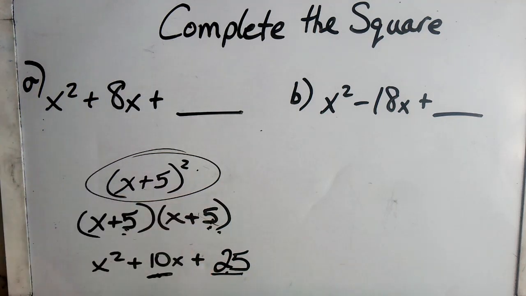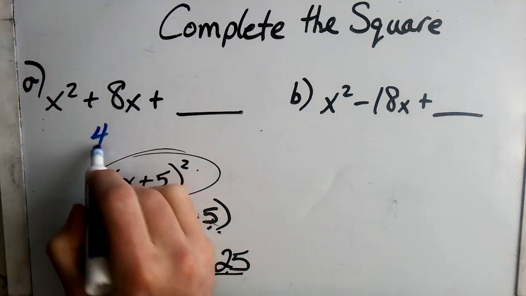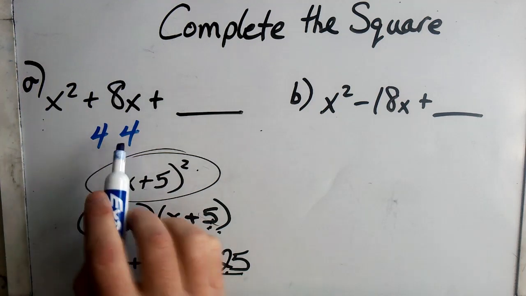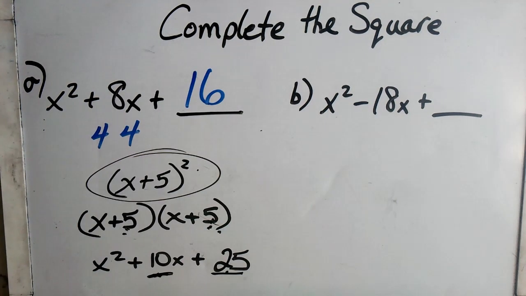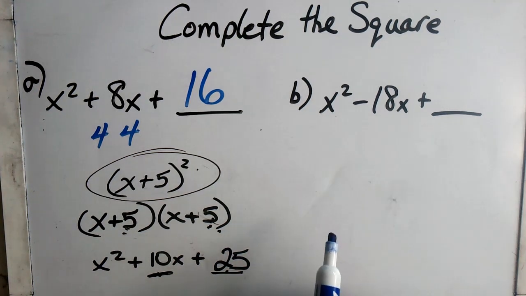So if we look at this example, we've got to cut it in half and get 4 and 4. X plus 4, x plus 4. 4 times 4 is 16. Pause the video. Try the next one on your own or try B and C and see how you do.